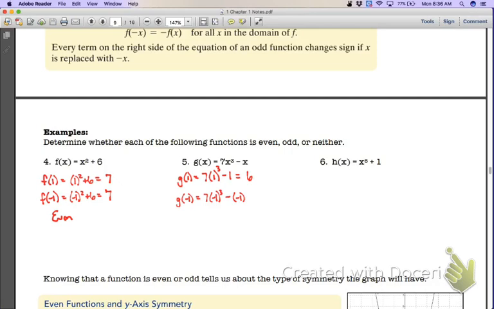If we do the same thing for negative 1, we get 7 times negative 1 to the third. Now, it's going to be minus a negative 1. So 7 times -1 is going to be -7. Change that to a positive, so +1, is equal to -6. Now, if it's odd, what needs to happen with these two values? They need to be opposite of one another, right? So whatever g of -x is needs to be the opposite of our value.